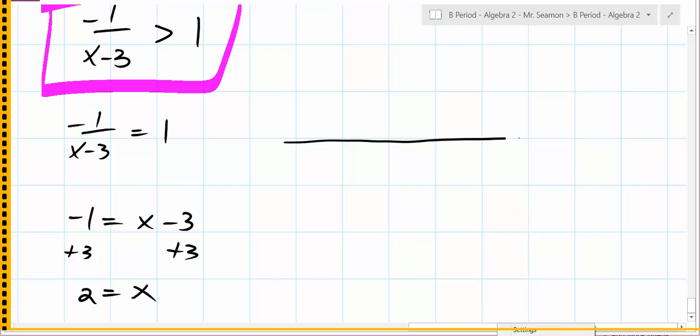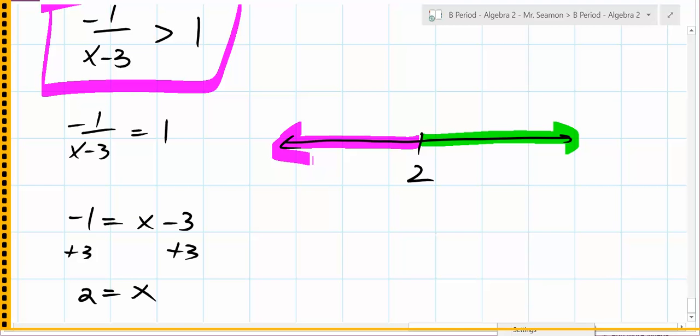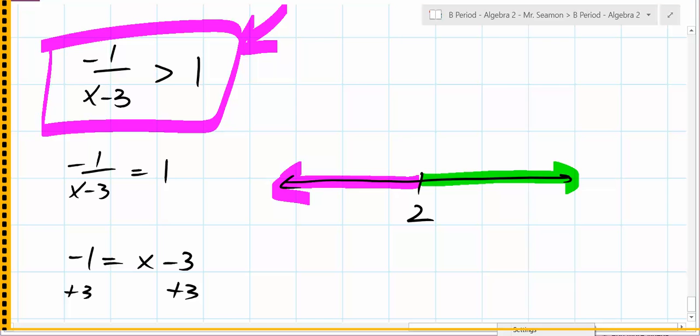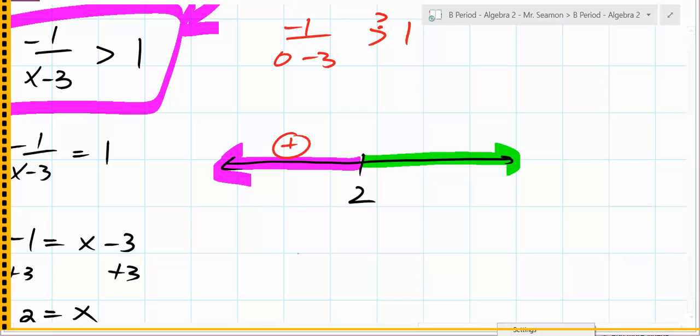So we have our number line, and what's the only number we get to put on it? 2. So how many regions do we have? We have a green region, and let's say a purple region. So let's look at this original equation right here. What number is to the left of 2? That's really nice to plug in. So 1 over 0 minus 3, is that greater than 1? Oh, it's negative, thank you. Yeah, it is. So this is what? Positive. What's a number to the right of 2? Let's plug in 3. Negative 1 over 3 minus 3. What's the problem? You can't divide by 0.